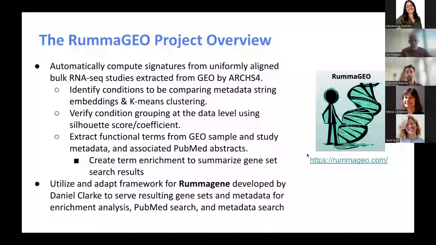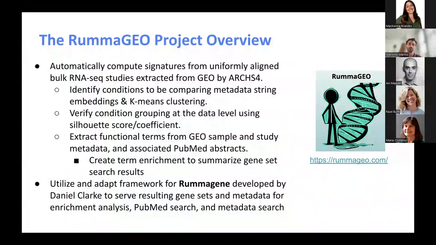So just to begin with an overview of the project, the main goal of this project was to automatically compute signatures from uniformly aligned bulk RNA-seq studies extracted by GEO from our resource ARCHS4. And we do this through identifying conditions using metadata string embeddings and then k-means clustering. We can also verify our sample partitioning at the data level using a silhouette score. And additionally, we can extract functional terms from the GEO sample and study metadata, as well as associated abstracts and summaries.